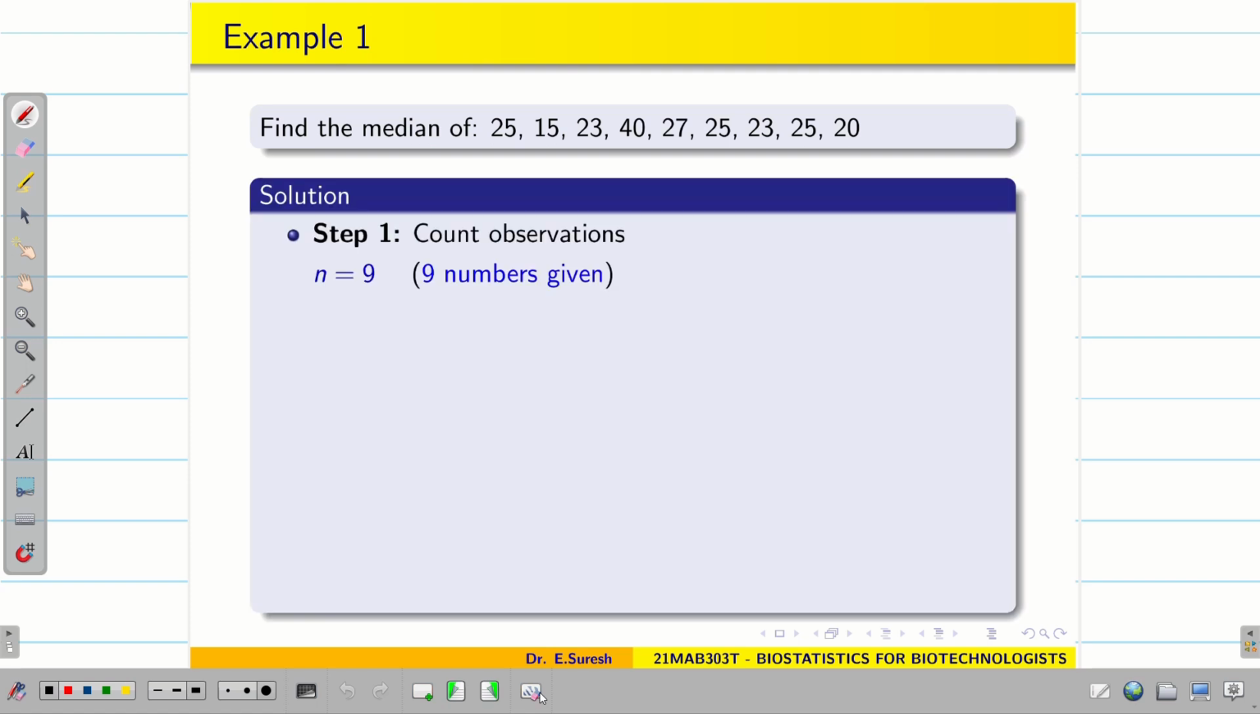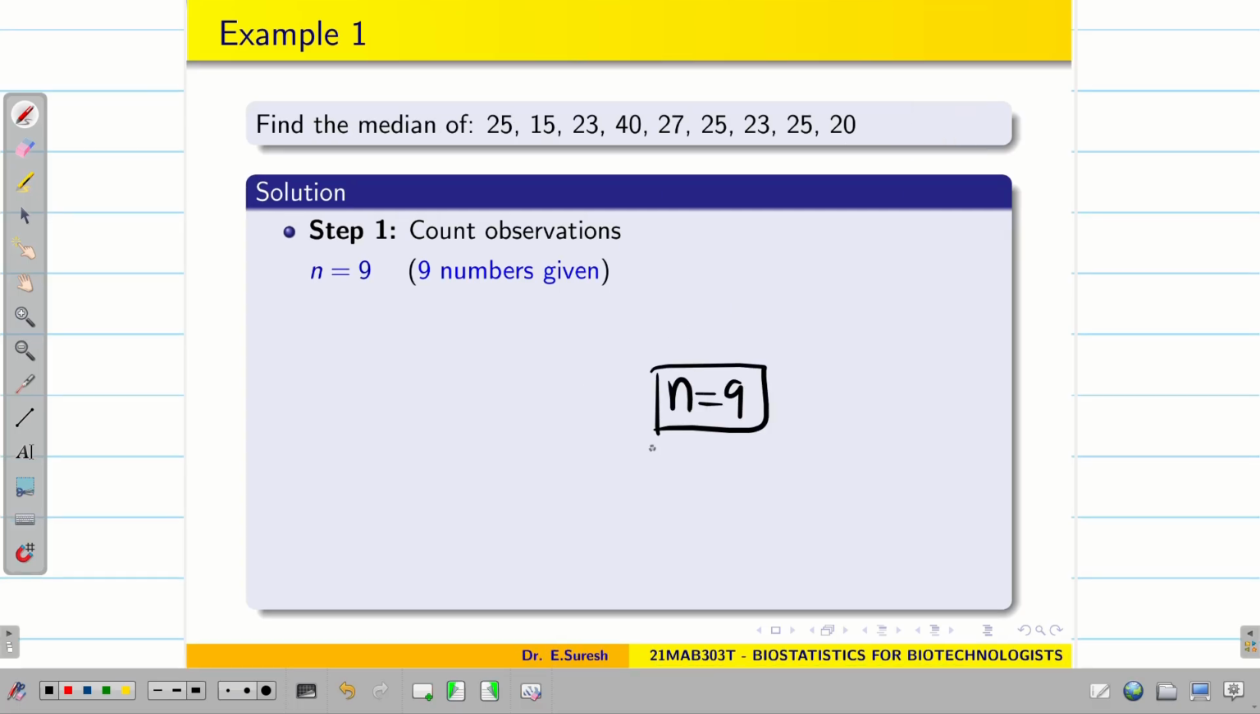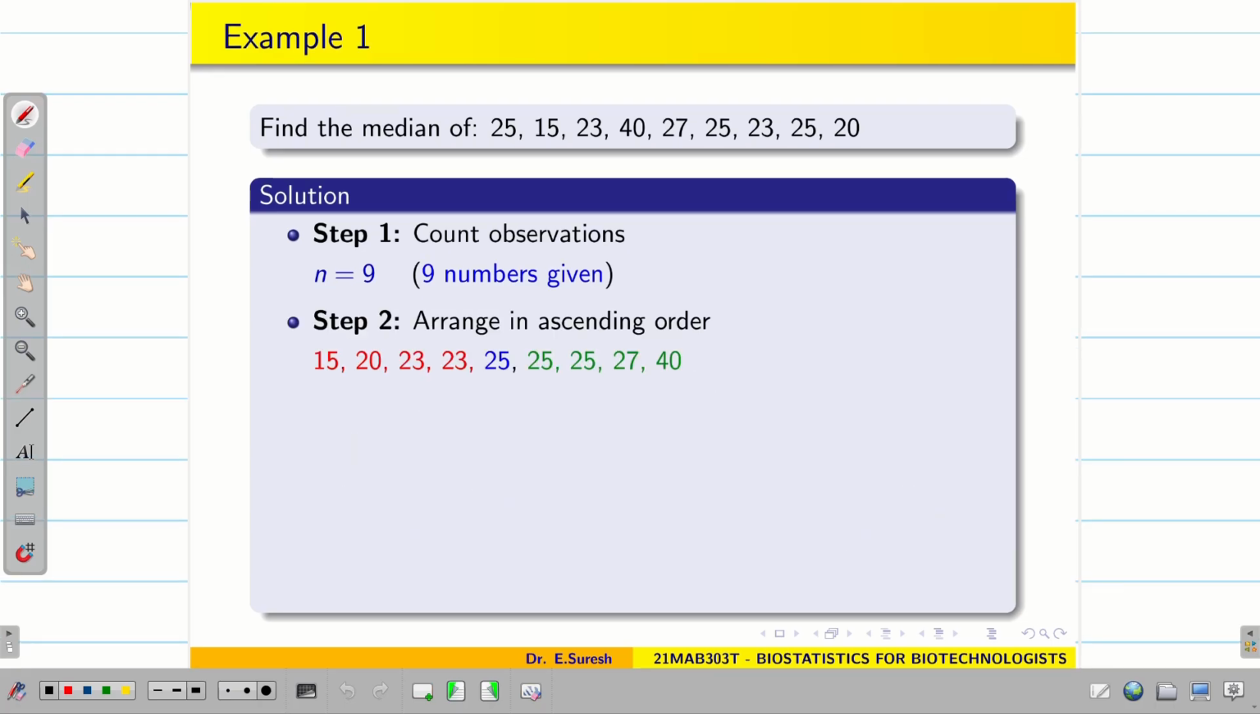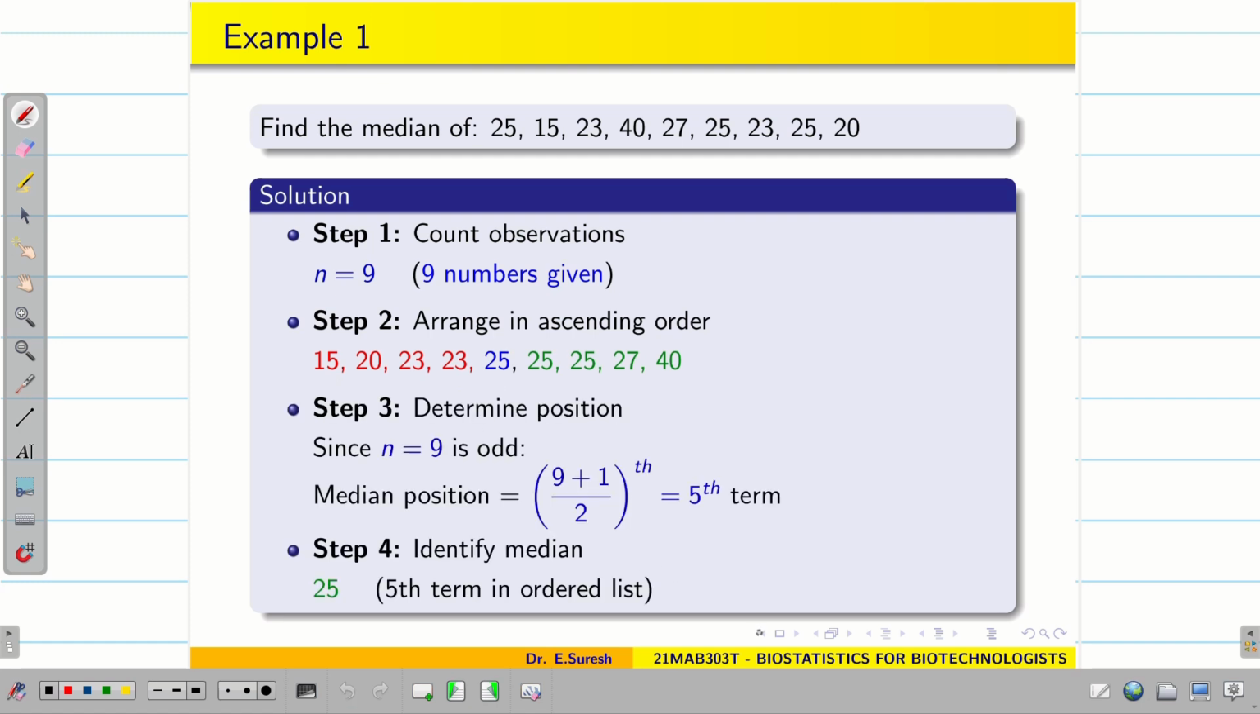First thing, we have to count. We see we have 9 numbers. So n is odd, therefore the median is going to be the (n plus 1) by 2th item. That is nothing but 9 plus 1 by 2, that is 10 by 2. We see the fifth item or fifth observation is going to be my median. First let us arrange the data into ascending order. Now we have to count 1, 2, 3, 4, 5. So my fifth item is my median. Therefore 25 is my median.